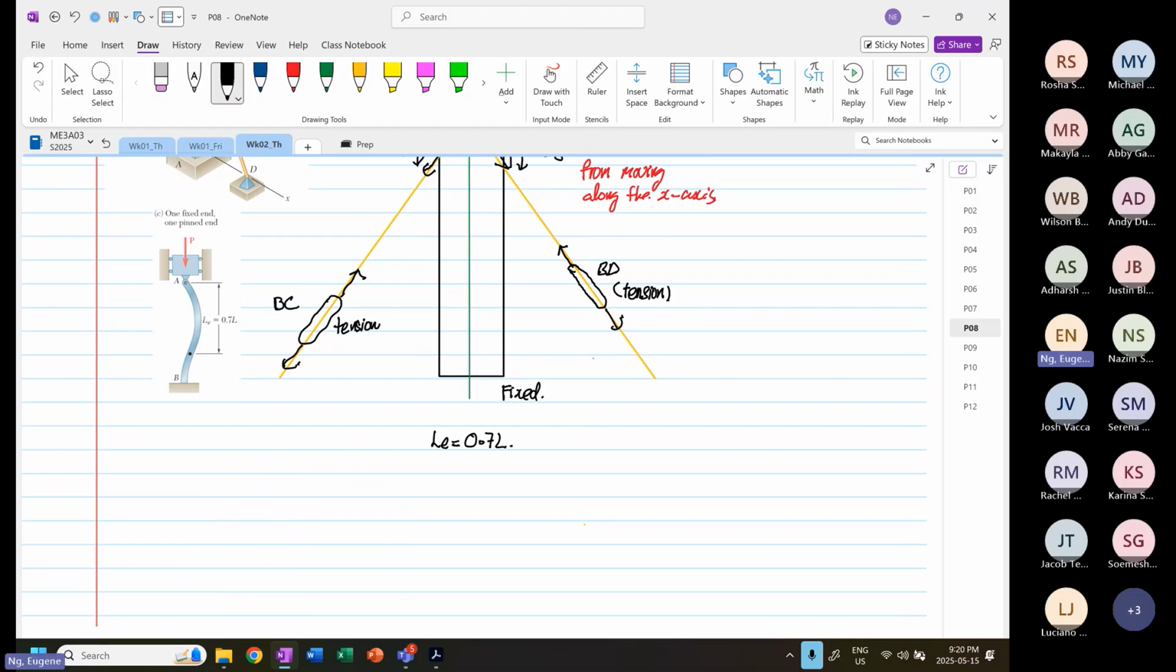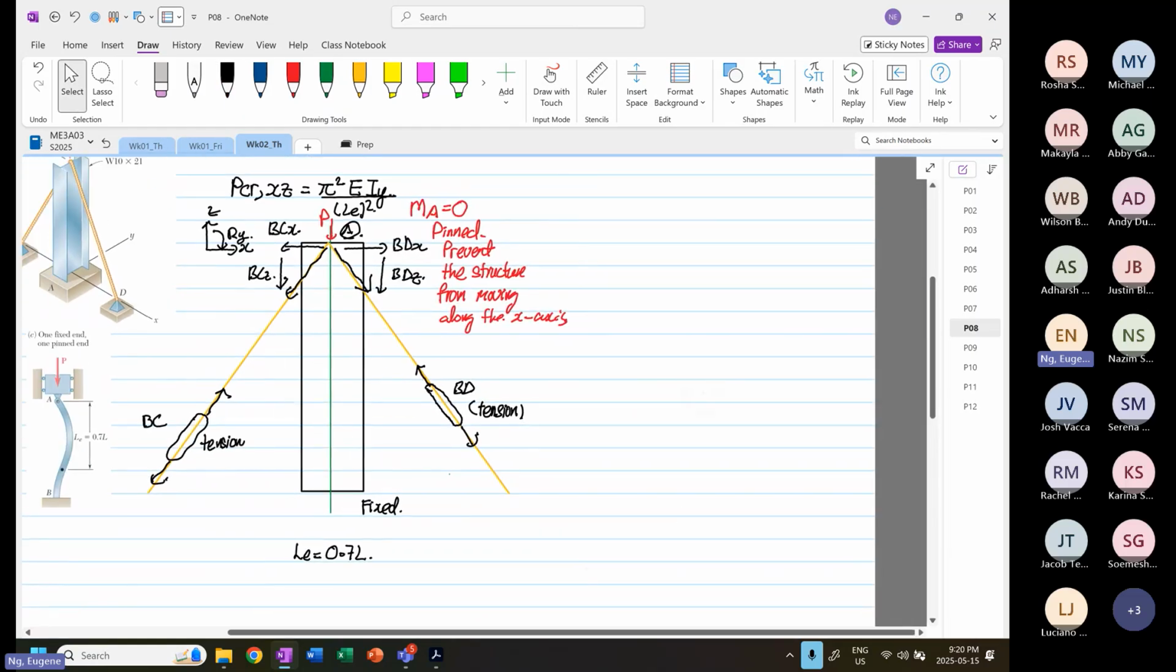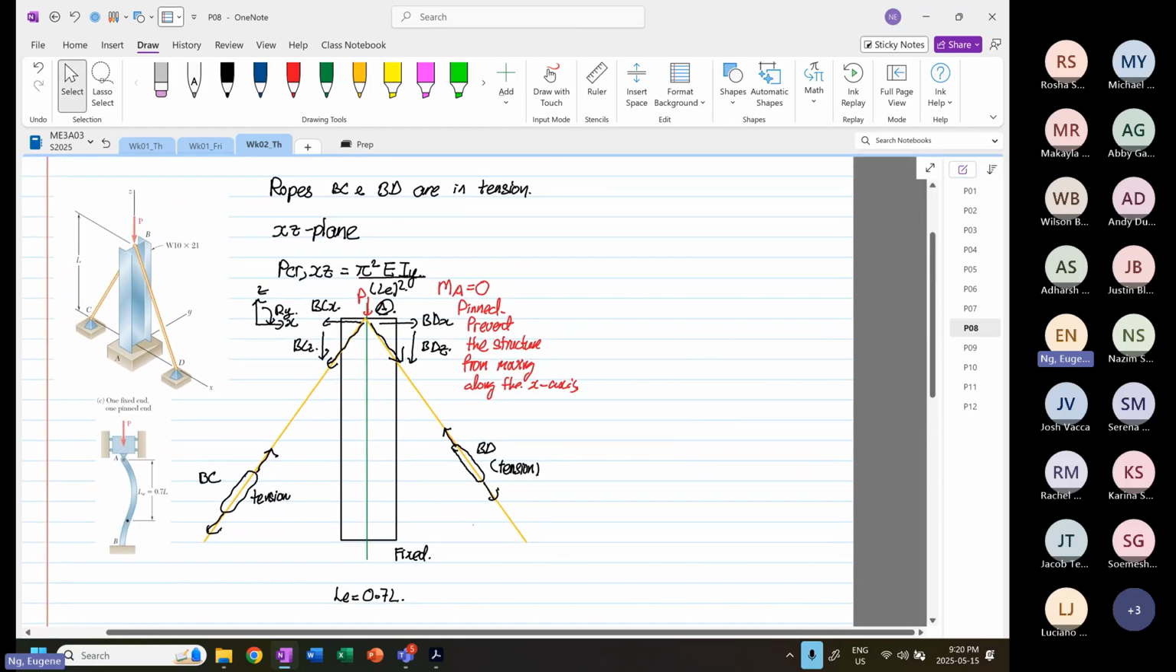Okay. Now let's look at the other orientation. Again, buckling can occur in two planes. So now we look at the other plane. The other plane I want to look at is our YZ plane.